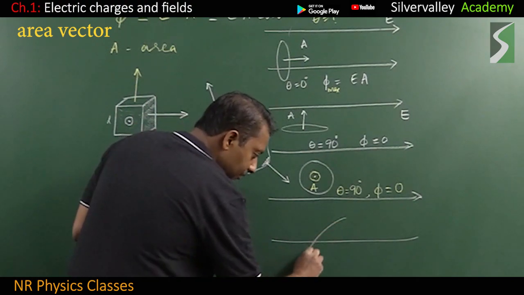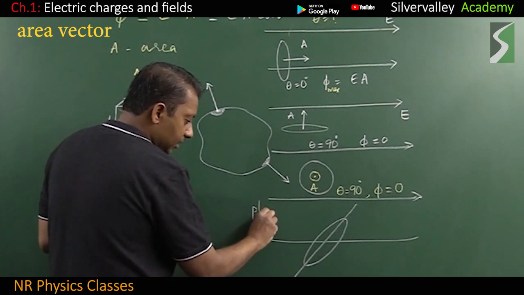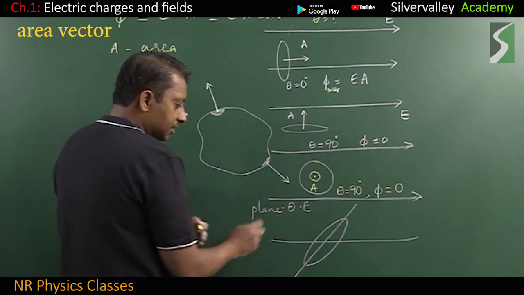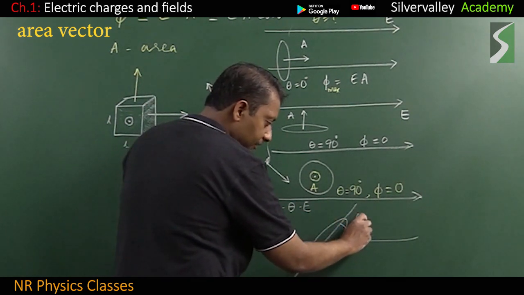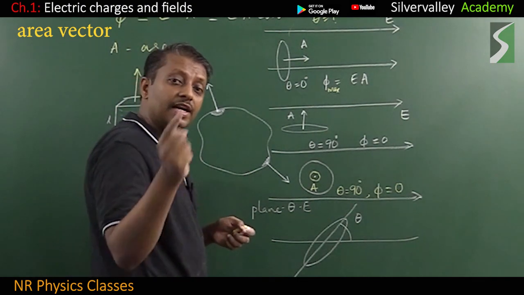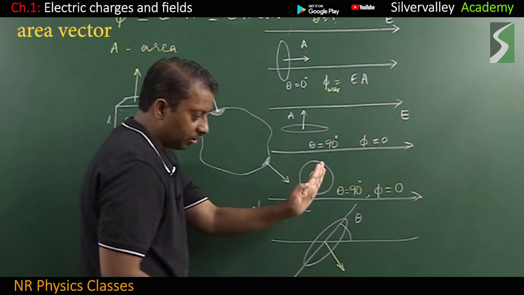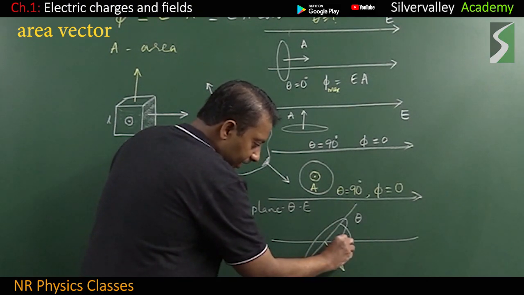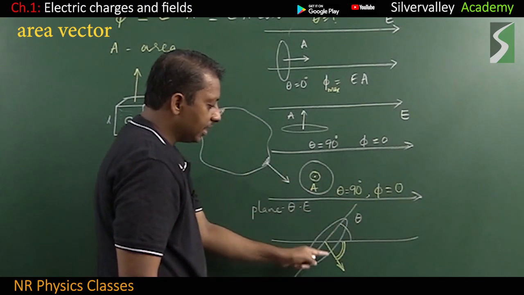Suppose this is the coil, and the plane makes an angle theta with respect to the electric field. Understand? The plane makes an angle theta with respect to the electric field. So this angle is theta. Then what is the angle between the area vector and the electric field? Draw the perpendicular to this circular face, draw the area vector. So this is the area vector, this angle matters. So this is the angle between the electric field and the area vector. This is A.